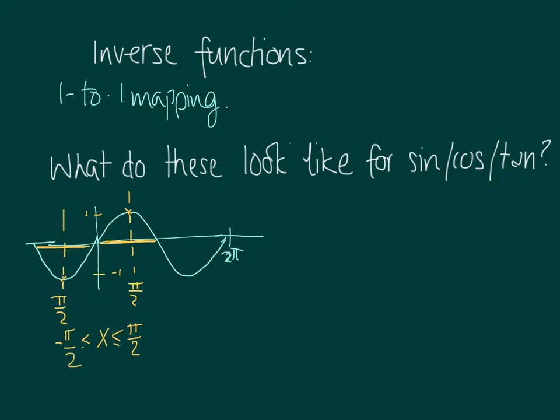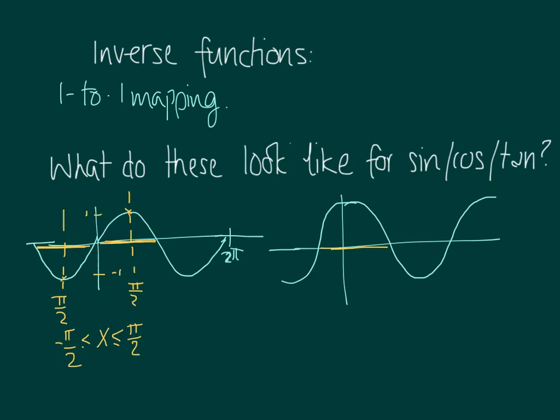We've restricted it down. For cos, it's going to look a little different. So cos starts at 1, drops down and goes back up again. Same thing happens in the negative direction. Now if I go between minus pi over 2 and pi over 2 like I did with sine, I've got that many-to-one mapping.